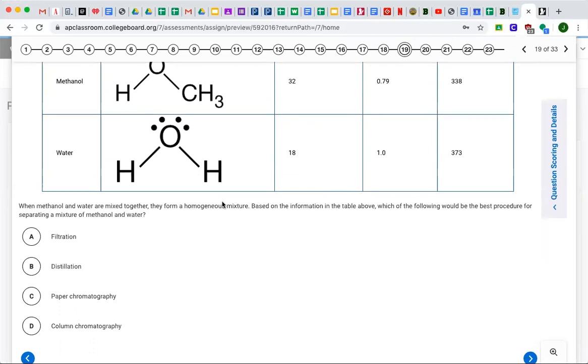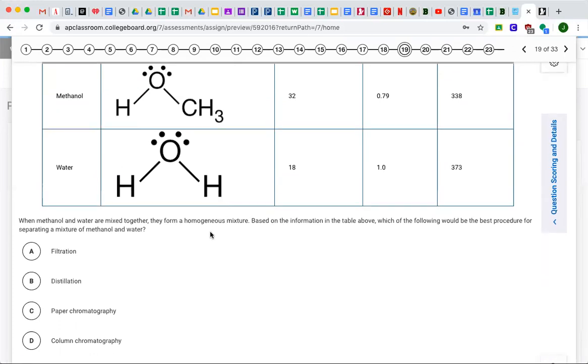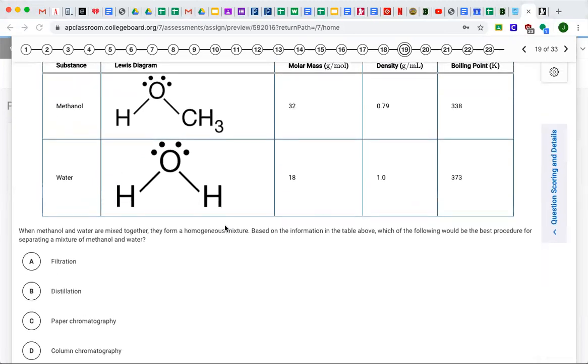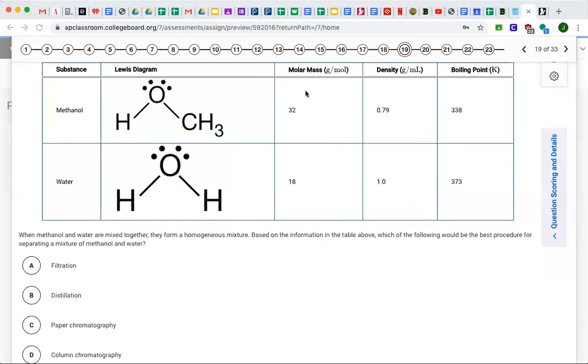All right. So when methanol and water are mixed together, they form a homogeneous mixture. Based on the information in the table above, which of the following would be the best procedure for separating a mixture of methanol and water? Take a look at what you're given in the table, and then try to figure out how you would separate this mixture. Go ahead and take a moment.